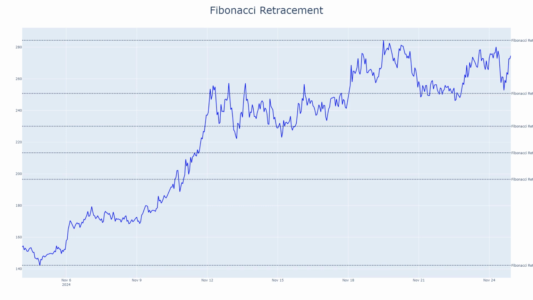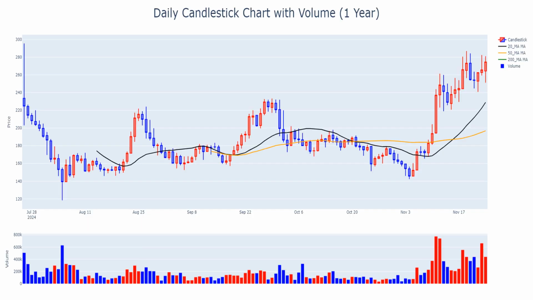A breakout above $284.30 could open the door to a move towards $300, while downside support lies around $250.80. Daily candlestick chart and volume, 1-year analysis. Over the past year, Rendertry reached a high of $290 in August and a low of $200 in February. The current price of $274.60 is just 5.3% below its annual high.